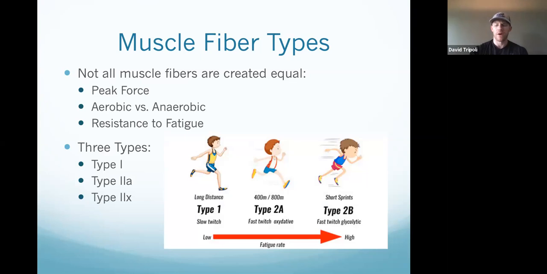A couple different muscle fiber types. Not all muscle fibers are created equal. We typically have three. They've changed names a little bit: type 1, type 2A, and type 2B. You might also see type 1, type 2A, and type 2X as the other names.